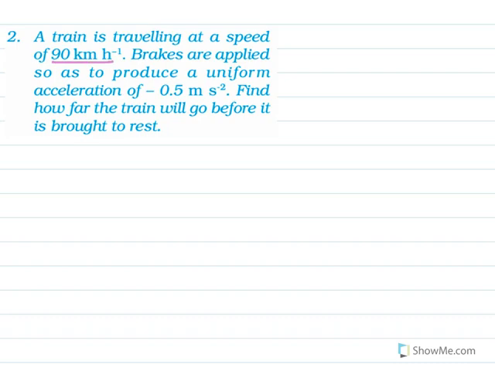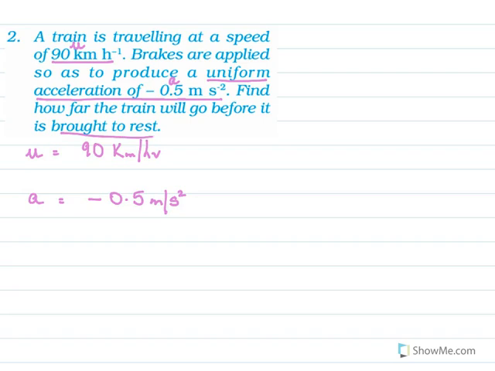A train is traveling at a speed of 90 km per hour. So this must be the u, its initial velocity. It starts off with 90 km per hour. The brakes are applied so as to provide a uniform acceleration of minus 0.5 meter per second square. So this is a retardation, or this acceleration we will put as minus. Why did the minus sign come? Because the train is slowing down. Find how far the train will go before it comes to rest.